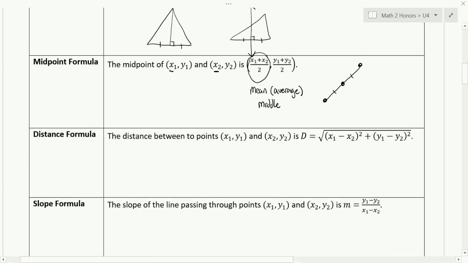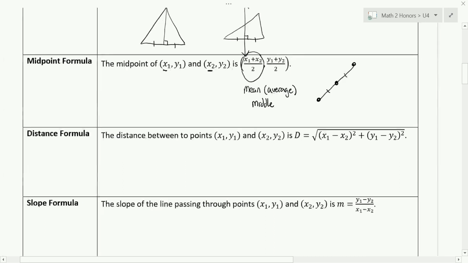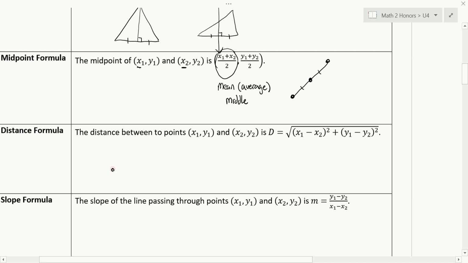The distance formula. I'm just debating whether I want to go into it or not. But I'll give you a little background. The distance formula comes from Pythagorean Theorem. Here's the idea. So I have 2 points. I want to find the distance between those 2 points.